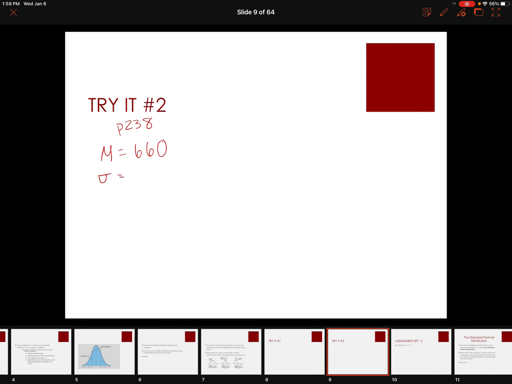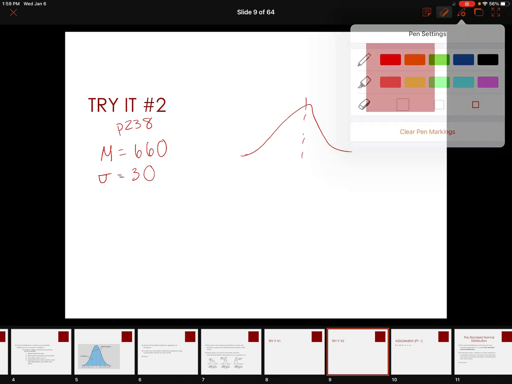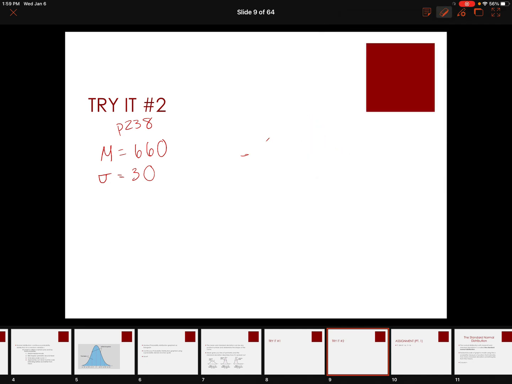So let's go from 650 to the left, 630 to about 620, and it looks like that's also where it changes direction. So I would say the standard deviation is about 30, because on your graph, if this is 660, it looks like it starts to change directions at about 690 and 630, which would be adding 30 and subtracting 30.